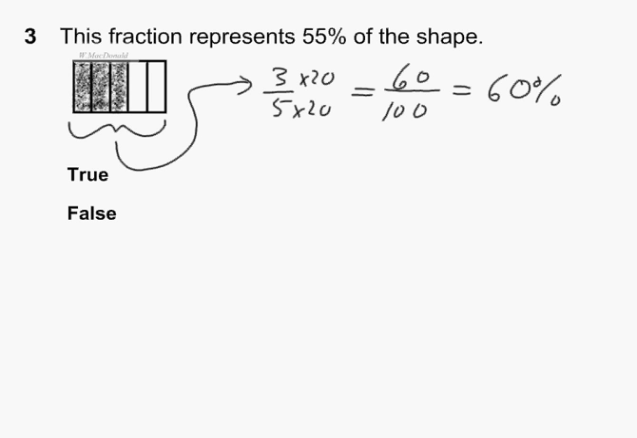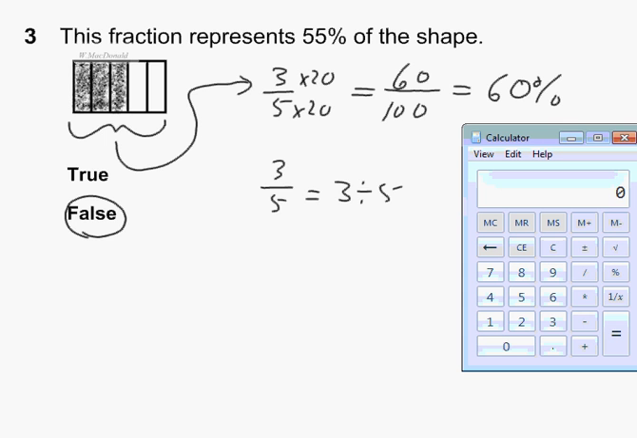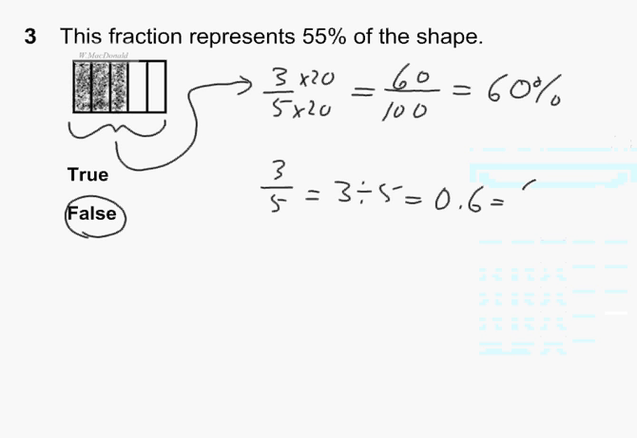So since I know that 3/5 of the shape is shaded in, and it says this fraction represents 55%, the answer is false, because it actually represents 60%. Now the other pathway I could have taken is with 3/5. I could have converted it to a decimal by dividing my numerator by my denominator. If I take my calculator here, 3 divided by 5 is 0.6, and 0.6 is 6/10ths, which is 60/100ths, which is 60%. Both pathways prove that 3/5 is 60%. So the answer is false.